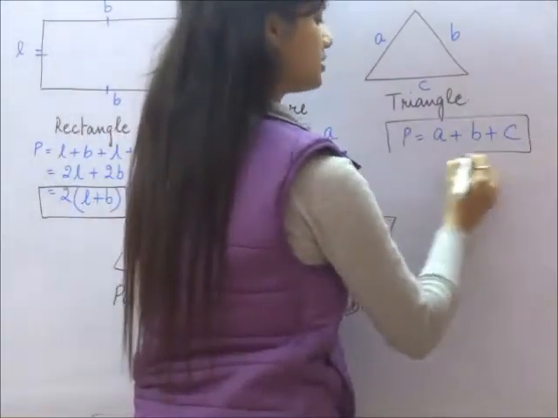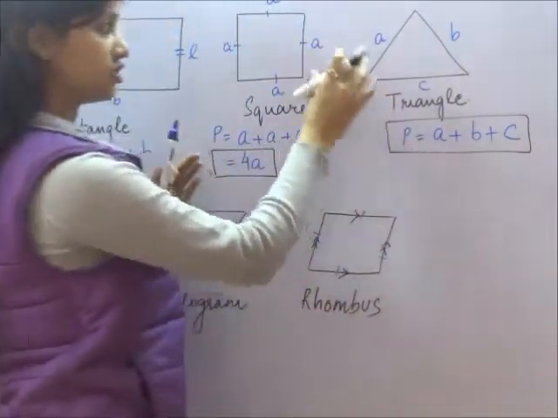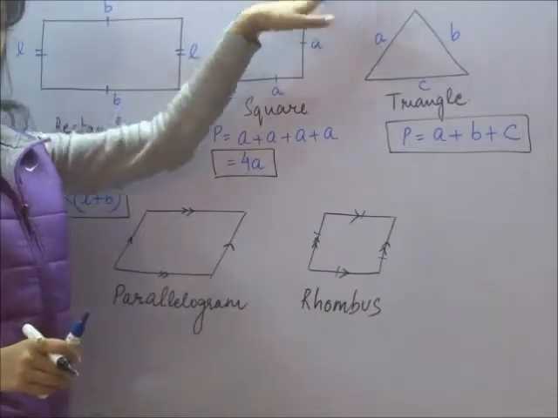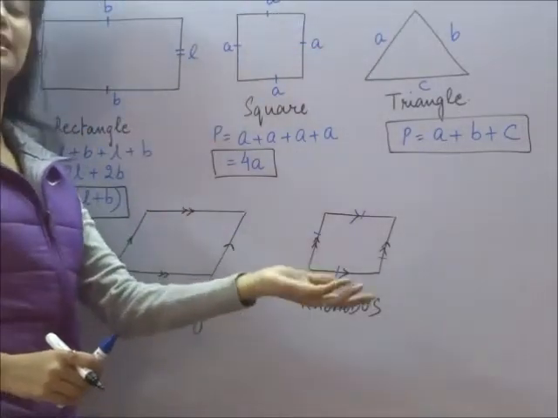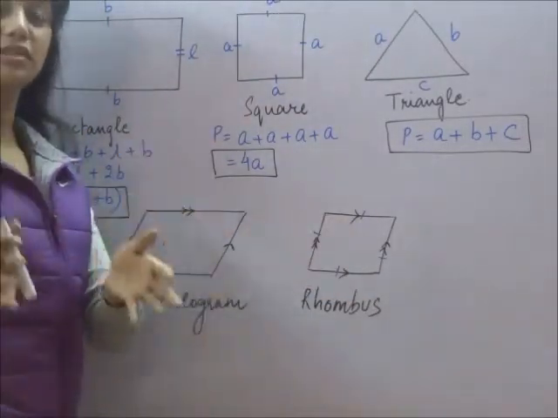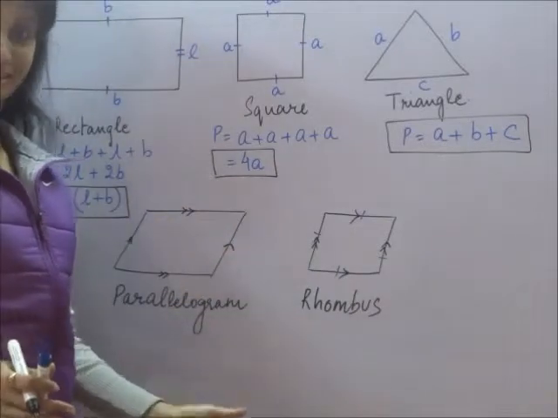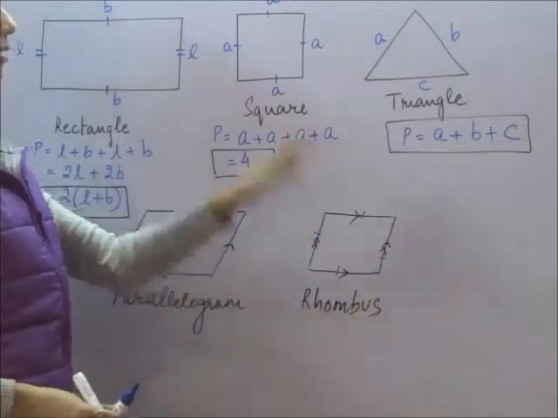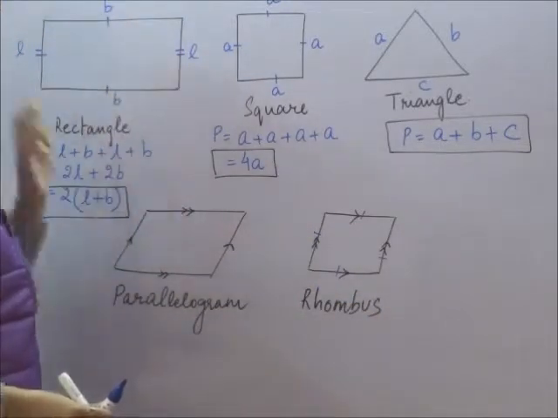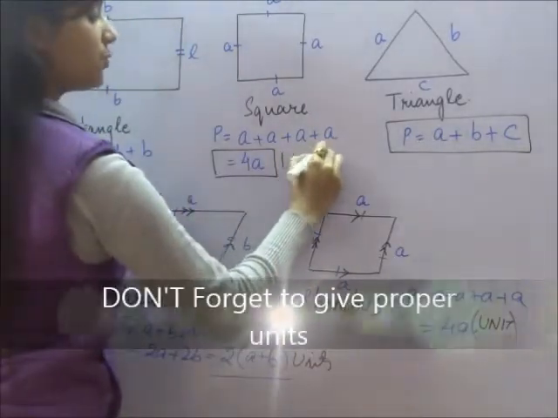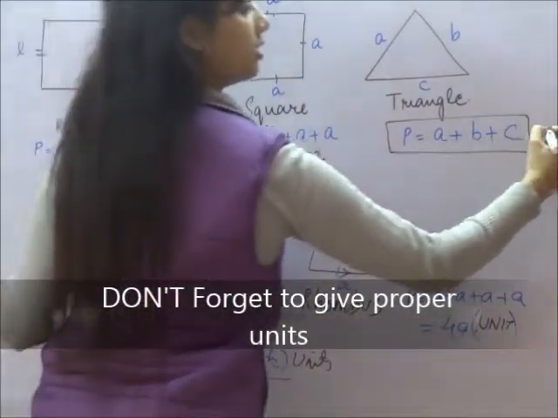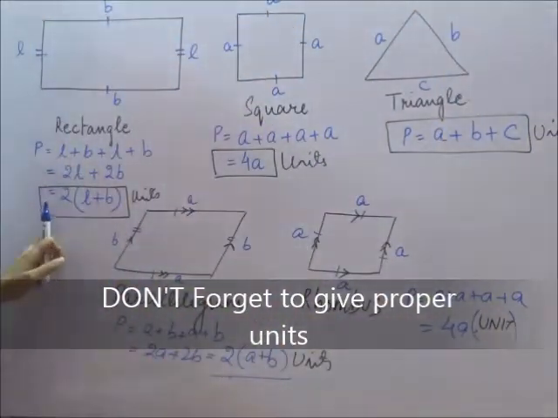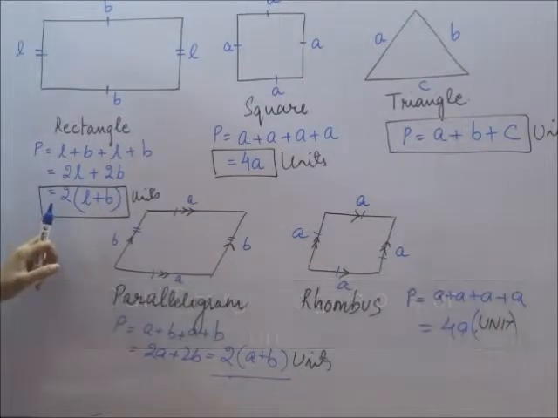Perimeter is the easiest thing you would study in mensuration, that is, in the complete topic of area and perimeter. In the next video, we would be studying the surface area of a cylinder, cuboid, sphere, and so many things. But perimeter is the simplest. The concept is the same: sum of all the sides. You have to put a unit, otherwise your marks would be reduced in the exams. You have to be very careful about it.